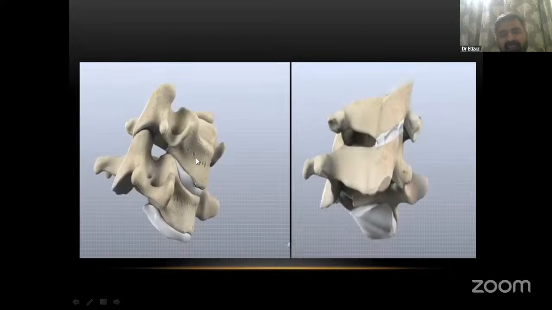This actually acts like a shock absorber. You know very well that because of the weight, there shouldn't be displacement of this. But when we see just posterior to this, what is this part?